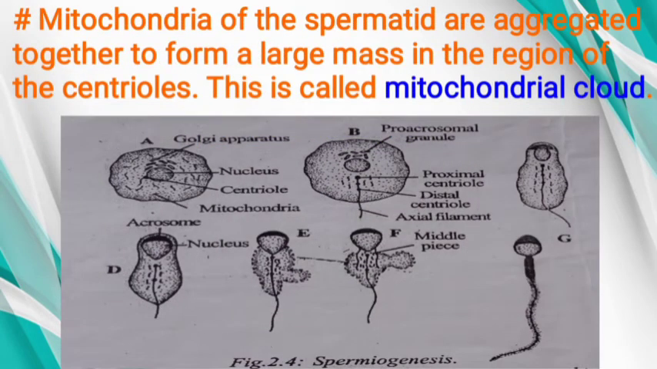Next, the mitochondria of the spermatid are aggregated together to form a large mass in the region of the centrioles. This we call the mitochondrial cloud. Here the mitochondria of the spermatids aggregate together to form a mass in the centriole region. That region we call the mitochondrial cloud.